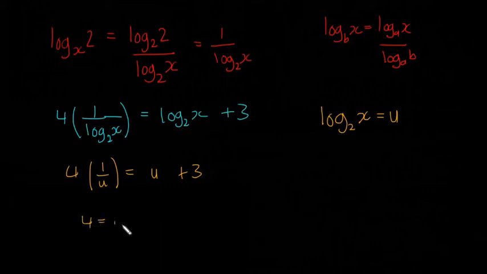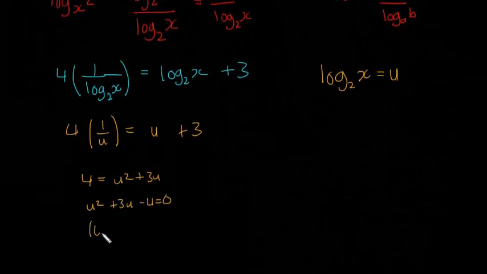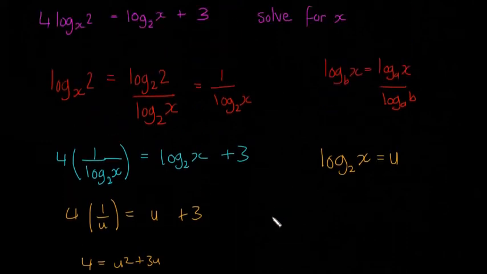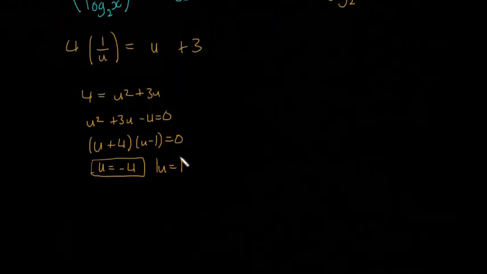We're going to get 4 is equal to u squared plus 3u. The u here will cancel: u by u is u squared, and u by 3 is 3u. So we're going to get u squared plus 3u minus 4 is equal to 0. If we factorize that, we get u plus 4 and u minus 1 is equal to 0. That means u is either equal to minus 4 or u is equal to 1. Now these aren't our answers, because they're asking us to solve for x, not for u. Let's put a box around them anyway.